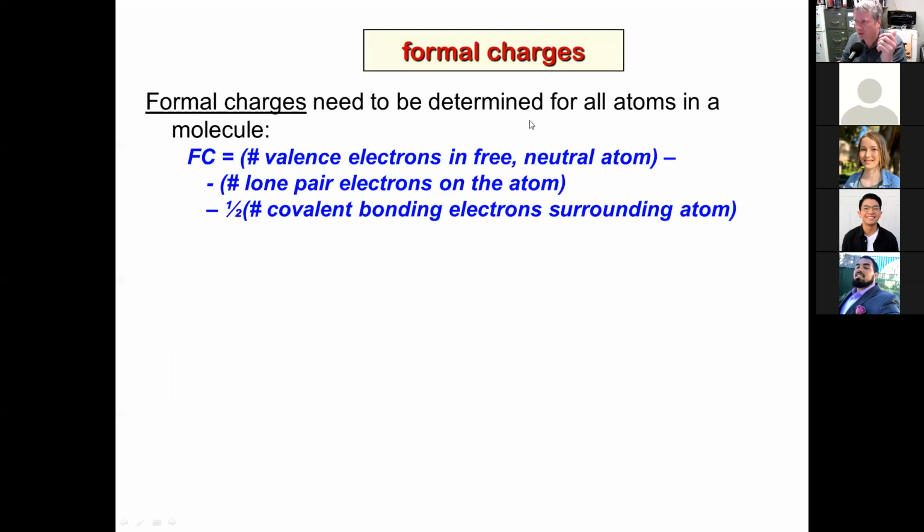Formal charges. So we need to determine the charge in molecules. We're going to introduce this and continue next lecture. I also have a much better way to do this, but this is a good review from your Gen Chem days. Formal charge is the number of valence electrons in the free neutral atom. We're going to subtract the number of lone pair electrons on the atom, so non-bonding. We're going to subtract 1/2 of the covalent bonding electrons surrounding the atom. It sounds like a crazy formula, and we're going to do a way cooler way of doing this next lecture.